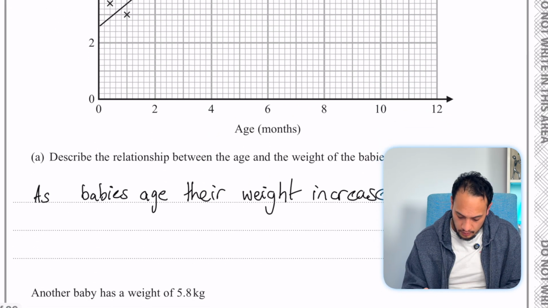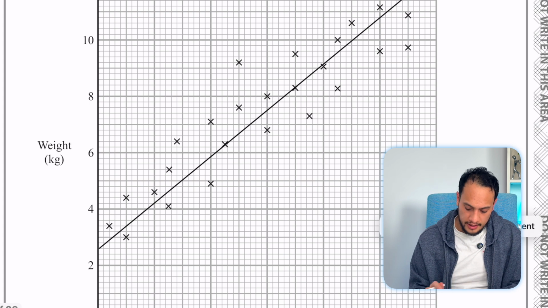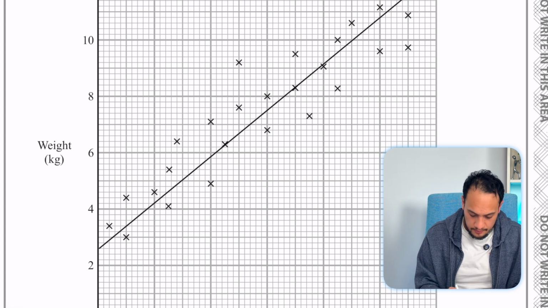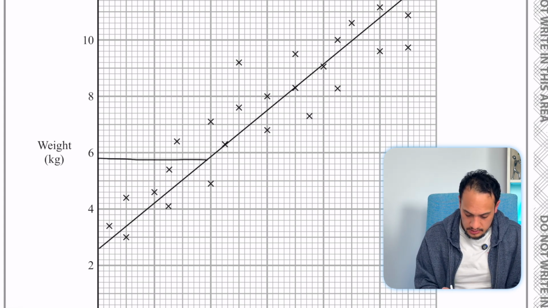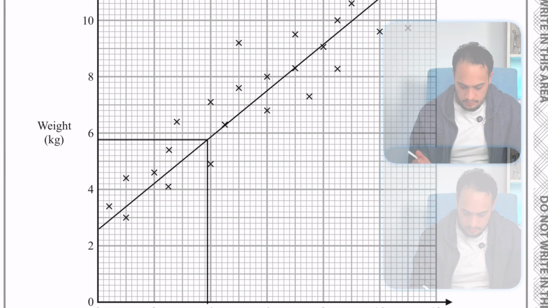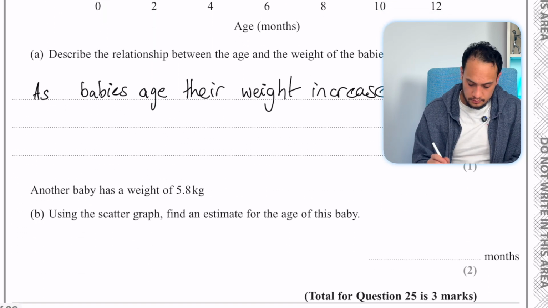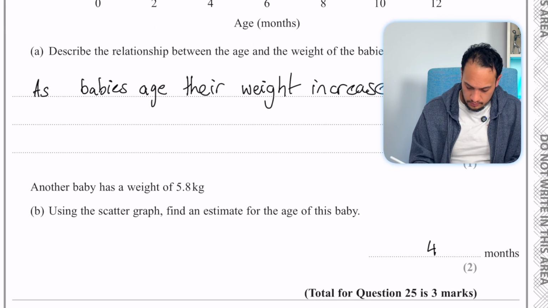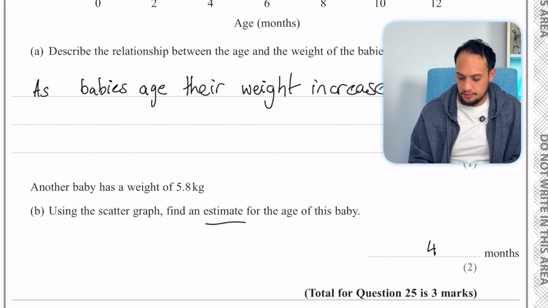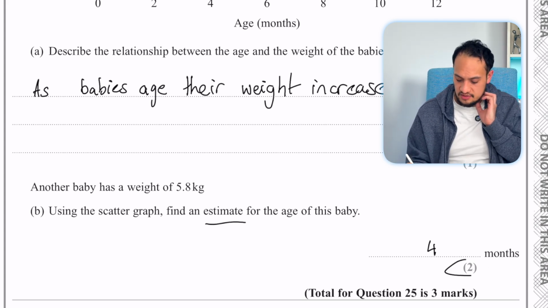If we're looking for a weight of 5.8, we're looking at the y-axis. So 5.8 is there roughly, and then I'm going to draw a straight line down. So it's about, I'm going to say, about 4 months, because it's an estimate. They will accept a range of values, so you don't need to be completely right.